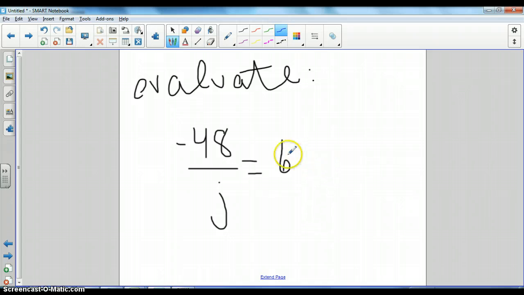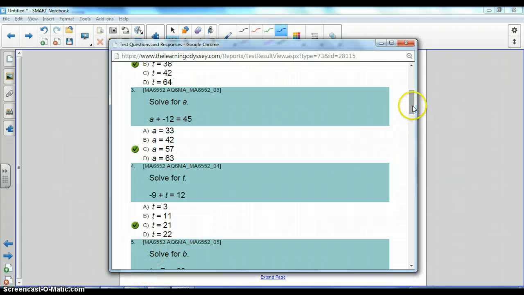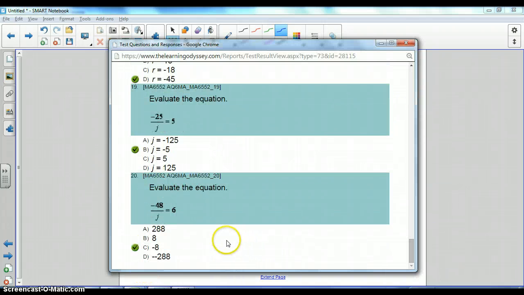Okay, and one more, they have these evaluate ones on here. Where was that at? I think it was at the bottom. To evaluate, you have your answer choices here. So which one would you plug in? Negative 48 divided by what is going to give you positive 6?